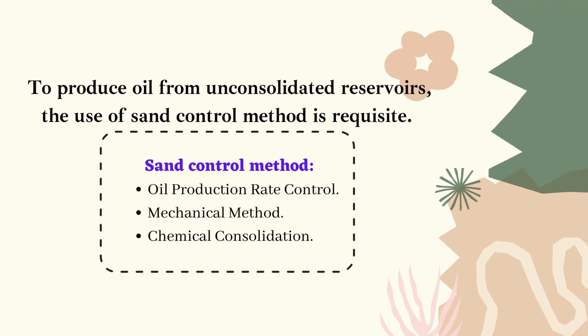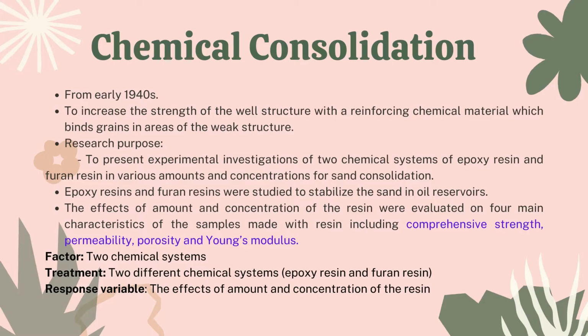The increase of oil production rate, which consequently increases the drag force, is a possible phenomenon to justify the production of sand. The use of a sand control method is required to produce oil from unconsolidated reservoirs. There are 3 sand control methods. The first one is oil production rate control, second is the mechanical method, and the third one is chemical consolidation. In this research, the chemical consolidation method is used.